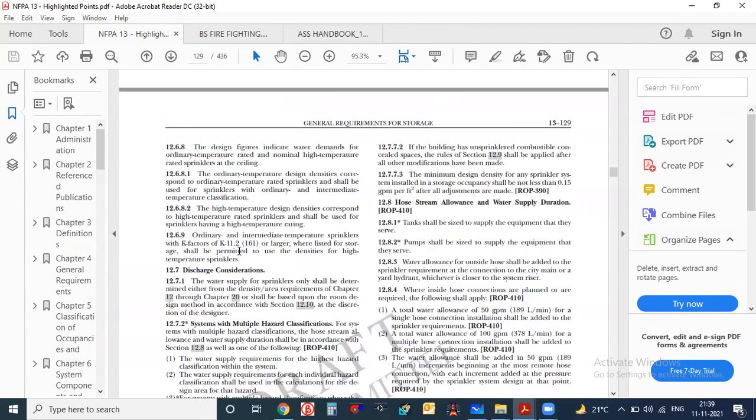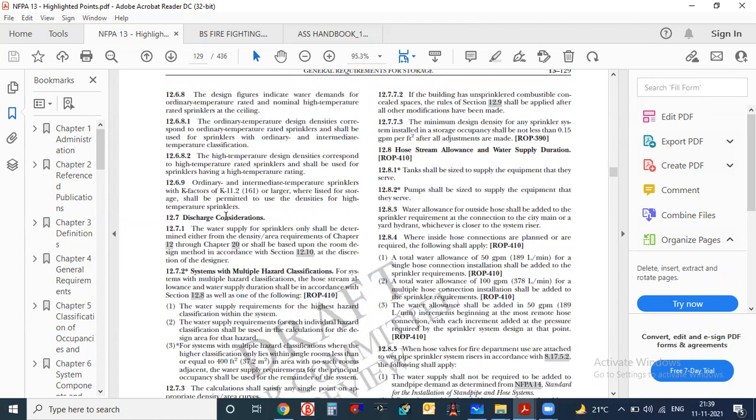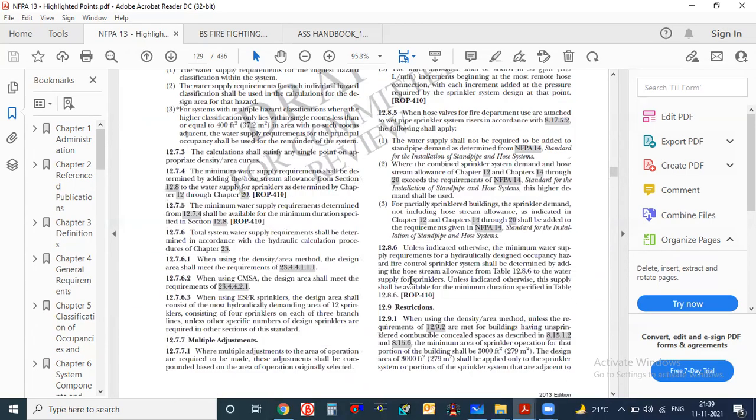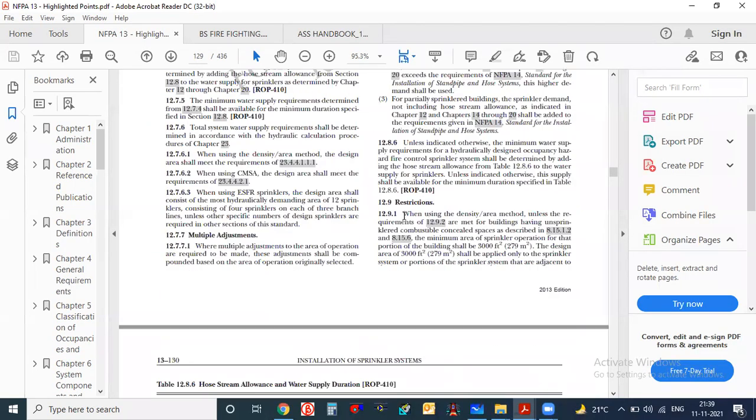This is the general criteria given here, and so many things are given here: discharge, consideration, hose stream allowance, water supply duration. Everything they have given. Total water allowance of 50 GPM for a single hose connection. Same things are given above. Like for one hose connection 50 GPM, for two hose connections 100 GPM. And some restrictions are also given when using the density area unless the requirements are met. Having unsprinklered areas, the minimum area of sprinkler operation for that portion shall be 3000 square feet. Here they have given the minimum area of sprinkler operation.